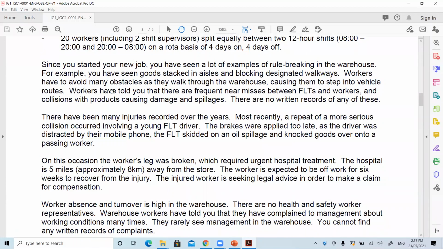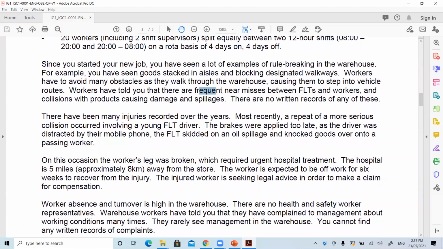Workers have told you that there are a number of frequent near misses between the forklift trucks and workers and collisions with products causing damage and spillages. There are no written records of any of these. So many incidents have happened in the past, but there were no written records. So the near misses are not being recorded.